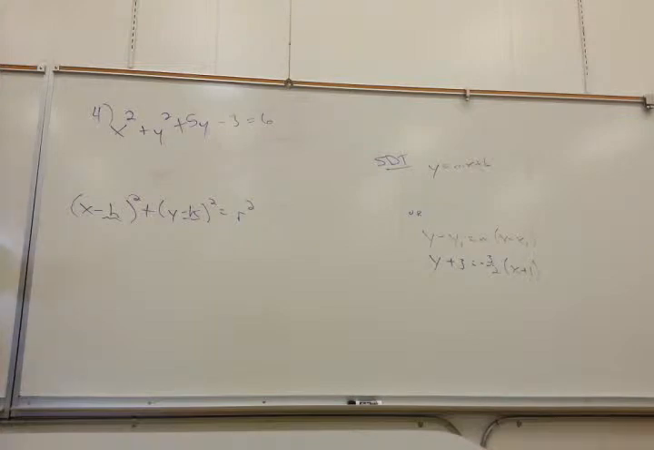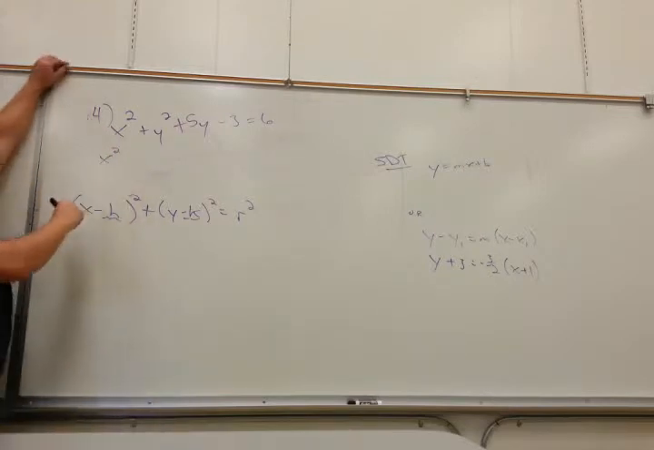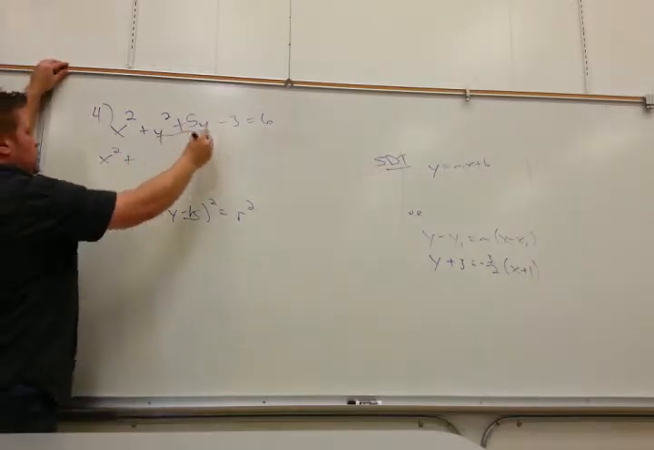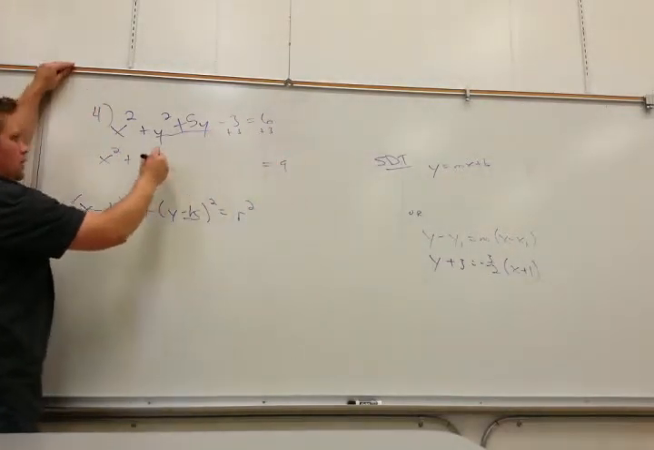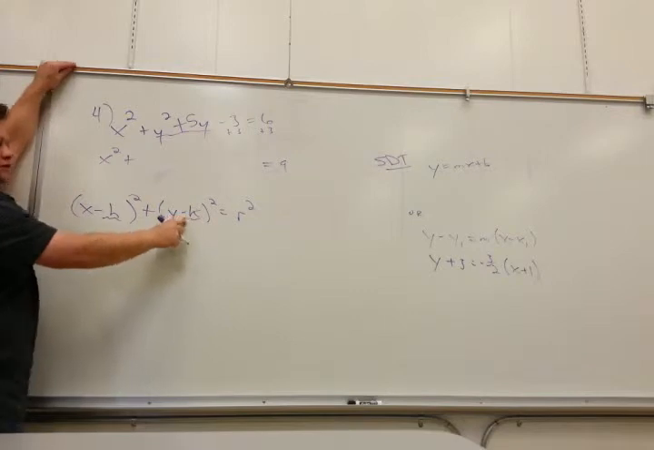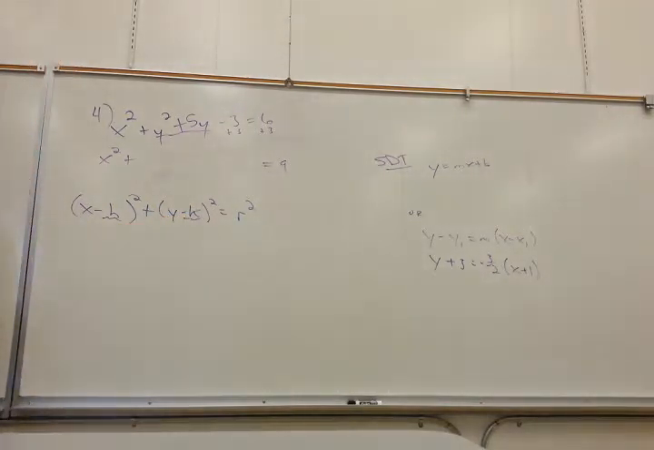Which variable is spread out too much? It needs to be collected. Y. The x is cool. The x is all good. It's the y that's spread out a bit. Let me move this 3 out of the way. How do I collect this together into this form? What procedure must I use? Completing the square.